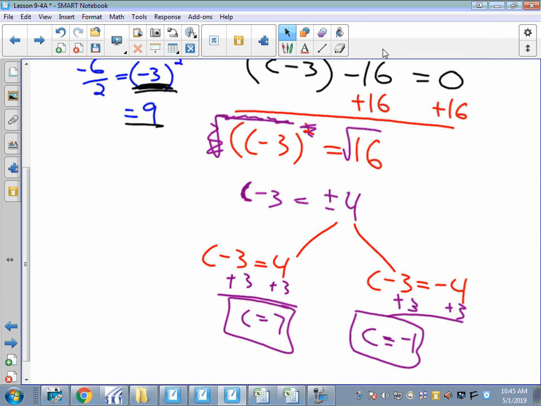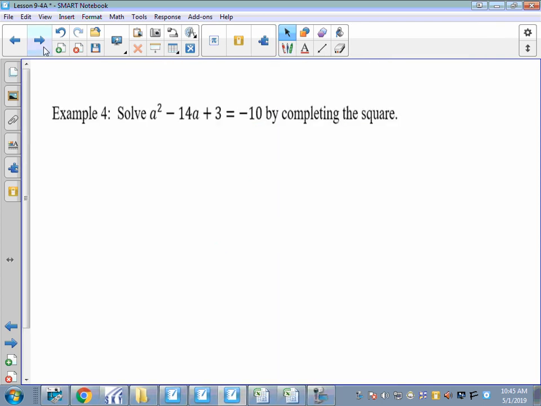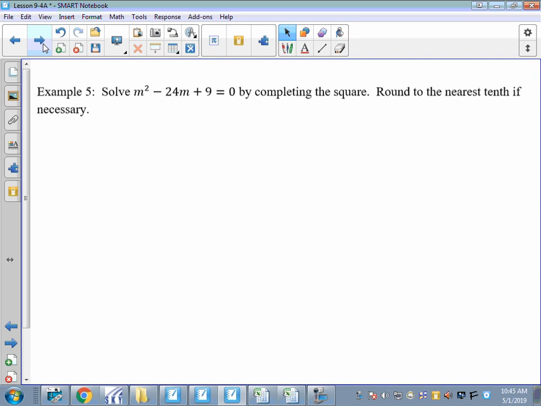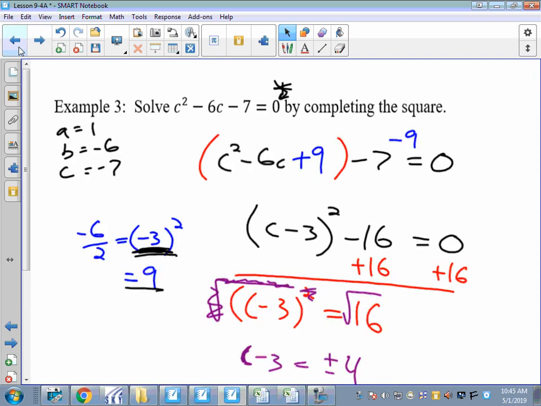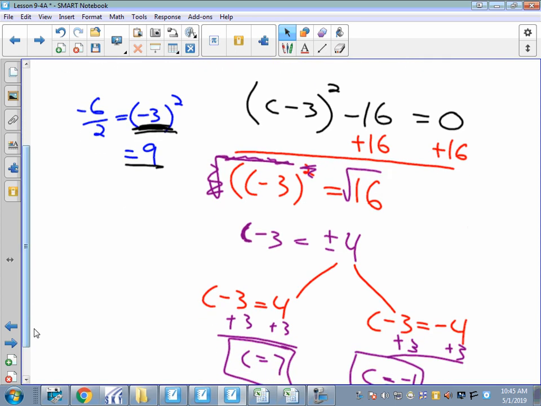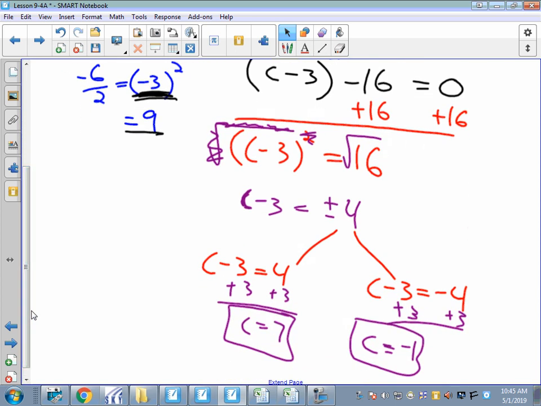Okay, let's do another one. Let's go to this one here. Just one, I'm going to point something out too that, like I said, it's another way to do this other than factoring and graphing. It's another solution.